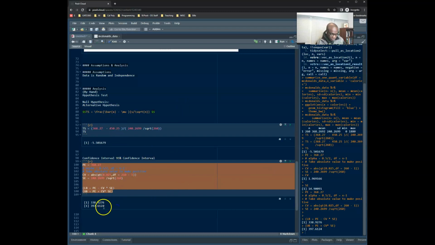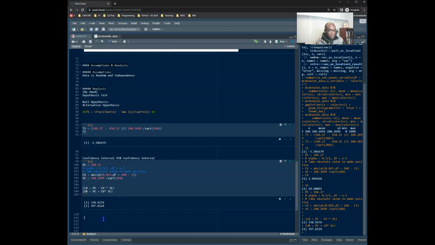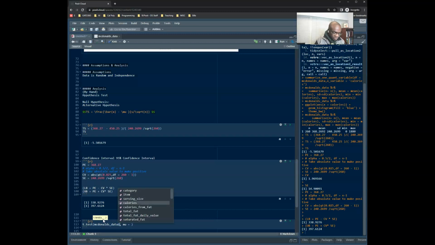All right. And so we have a hypothesis test in terms of the math. We have our confidence interval in terms of the math. And then what we're going to do is have R actually run it for us. So we do t.test, right? And then we use McDonald's data, comma, and we're going to say mu is equal to, let's say McDonald's data, and we're going to do a dollar sign. My apologies. I want to make sure I do the right thing. Calories. Mu is equal to our specified guess, 450.25.